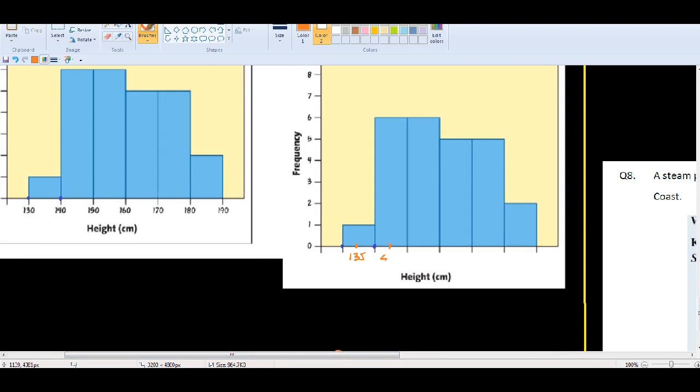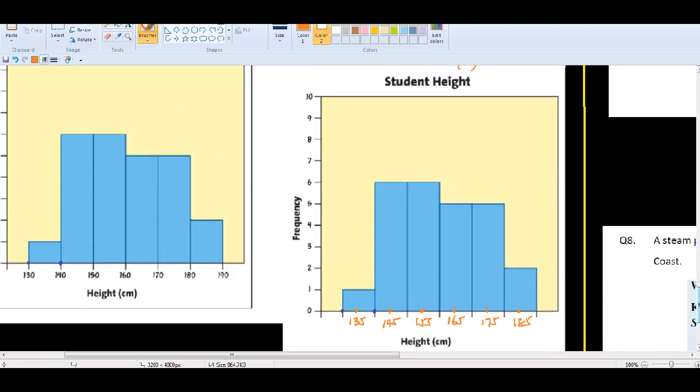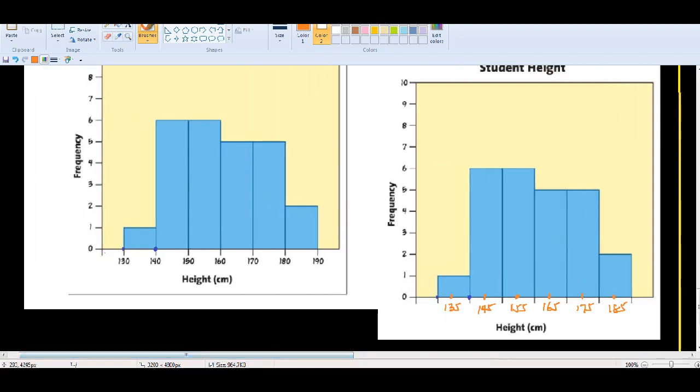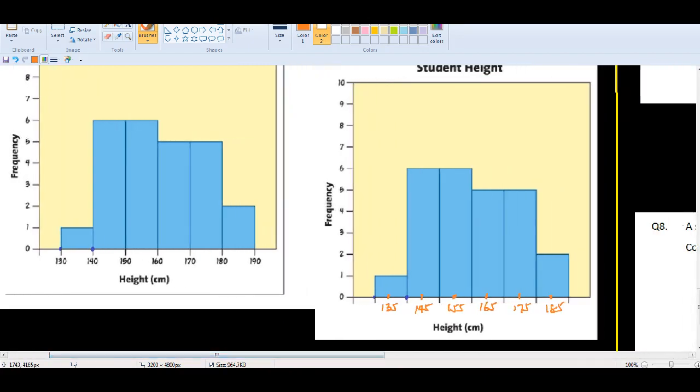And this one would be 145. This one would be 155, 165, 175, 185. That's it. That will be all the data. That's another way, but normally we will prefer the first way. You write both the lower boundary and the upper boundary of each bar. That would be much better for us.